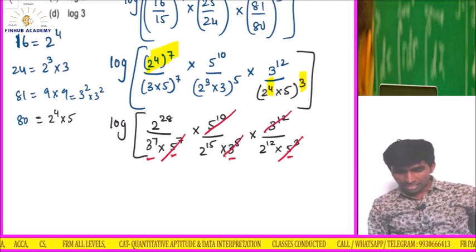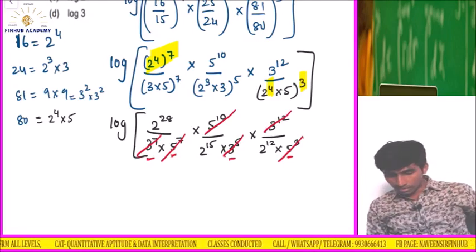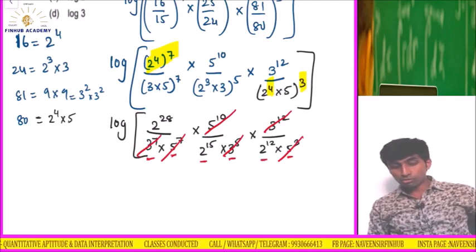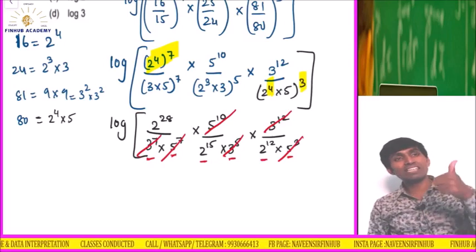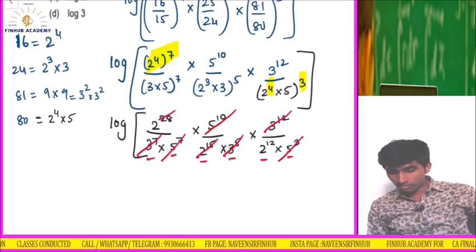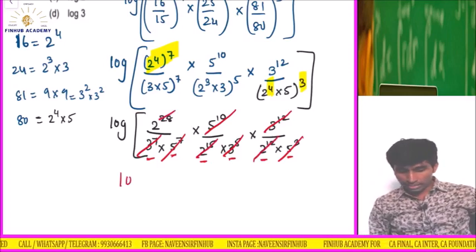So obviously this type of sums they give, but no need to solve everything. Check here how much you are getting. This is 2 raised to 15, 2 raised to 12. So 15 plus 12 is 27. In the numerator it's not 27, it's 28. So 2 is still remaining. So what I get is log of 2.